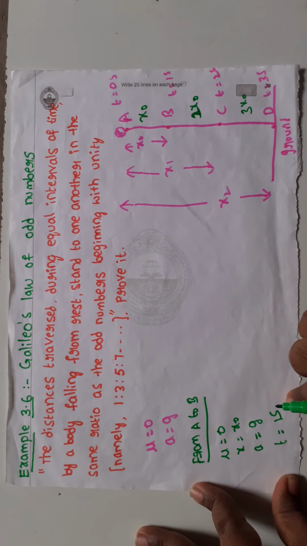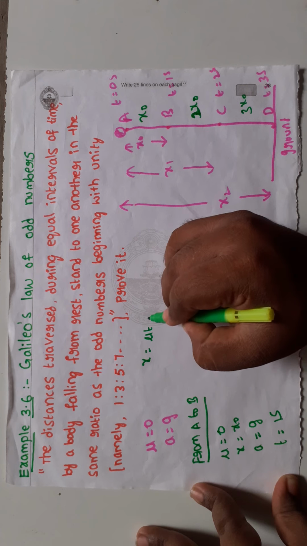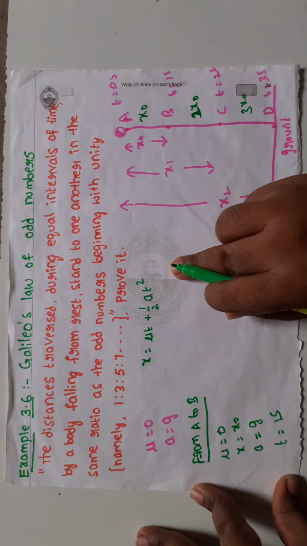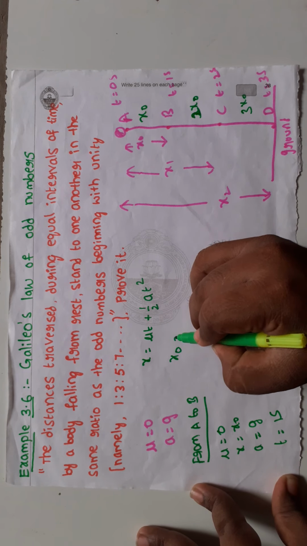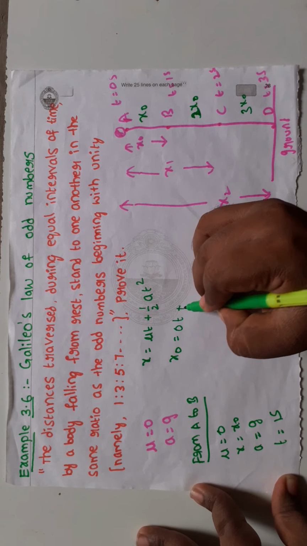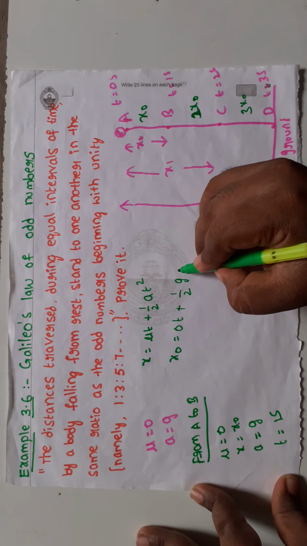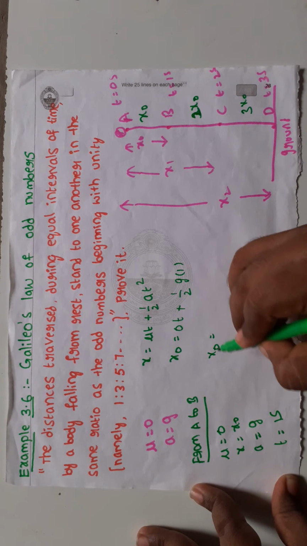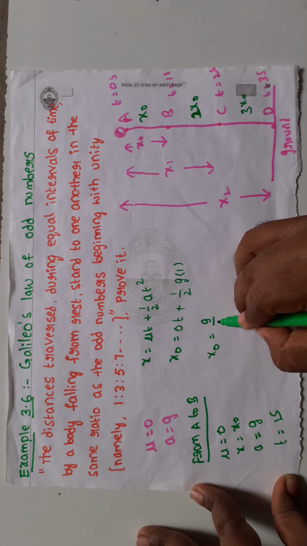Which equation is suitable? x equal to ut plus half at square. It is useful, so substitute all these values. x equal to x naught, u equal to 0, into t, plus 1 by 2, a value g, t value 1. So the total value x naught equals g by 2.